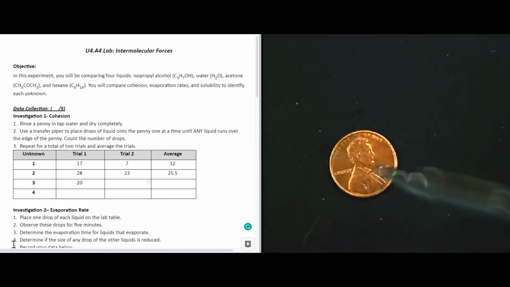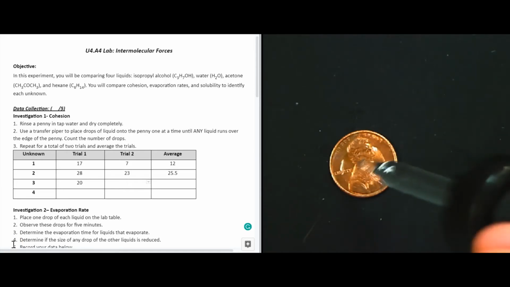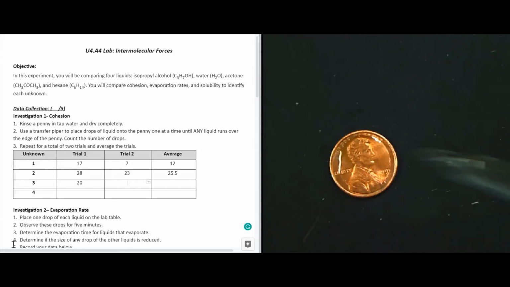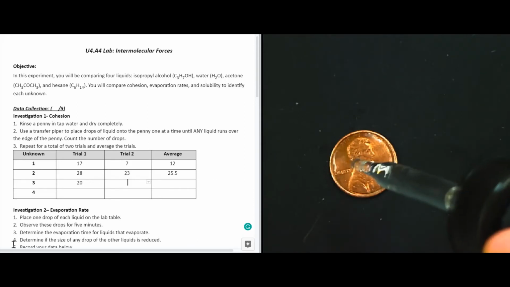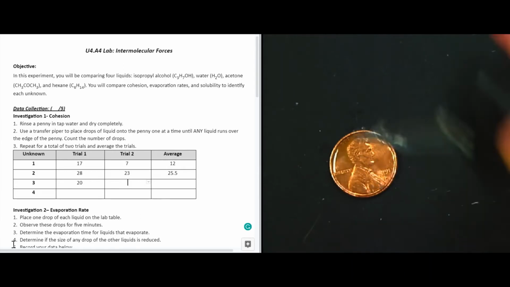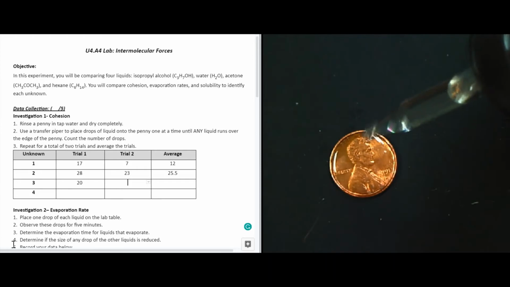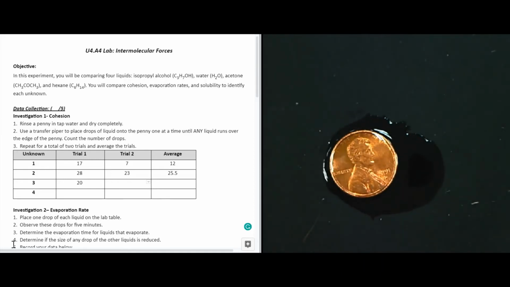Trial 2 for unknown number 3. 1, 2, 3, 4, 5, 6, 7, 8, 9, 10, 11, 12, 13, 14, 15, 16, 17, 18, 19, 20, 21, 22, 23. So our average is 21.5.